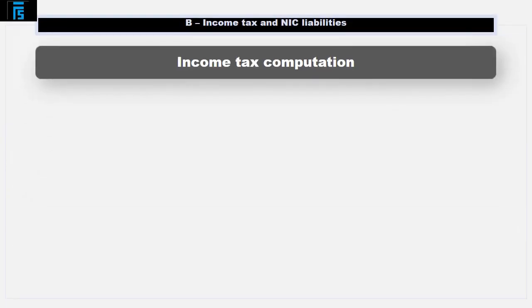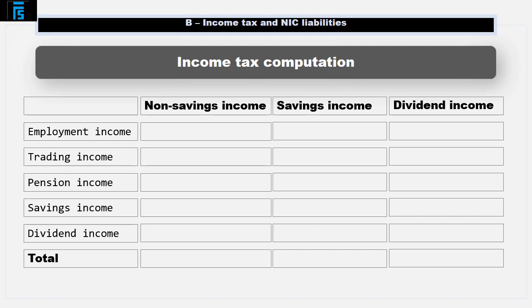An income tax computation starts with splitting income into three categories: non-savings income, savings income, and dividend income. We show these as separate columns to which we allocate the different types of income someone might have. The reason we need to keep income separated in this way is that there are different rules that apply to how the income types are taxed and different rates that apply.